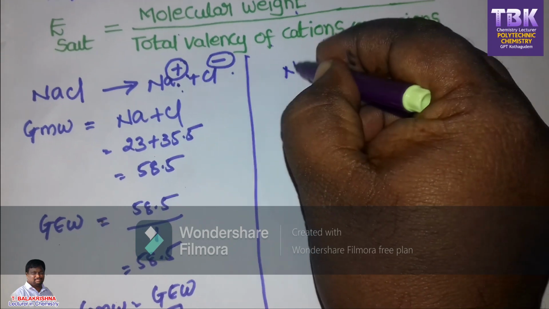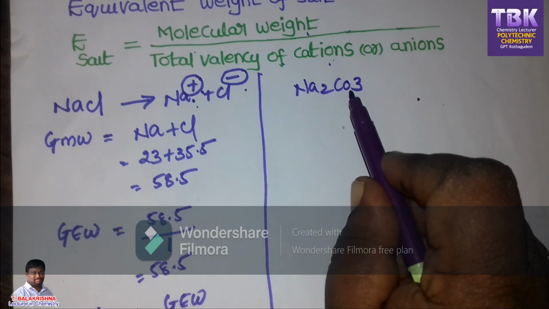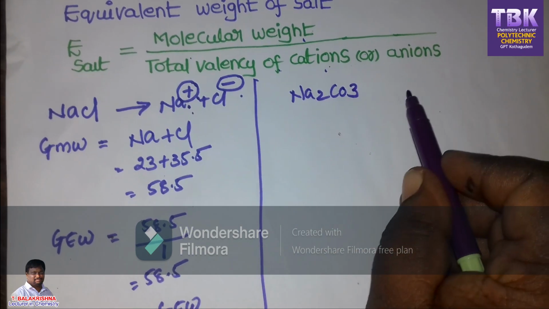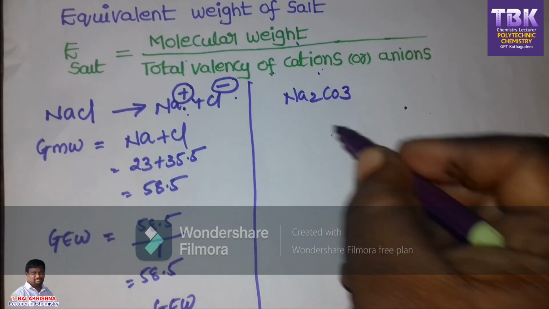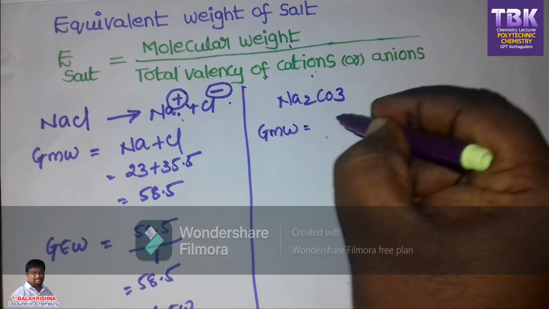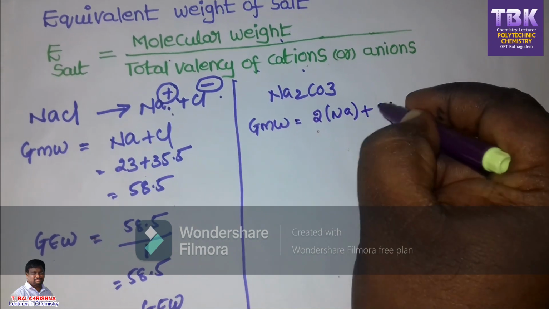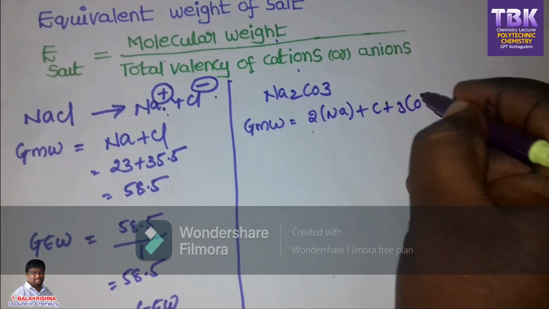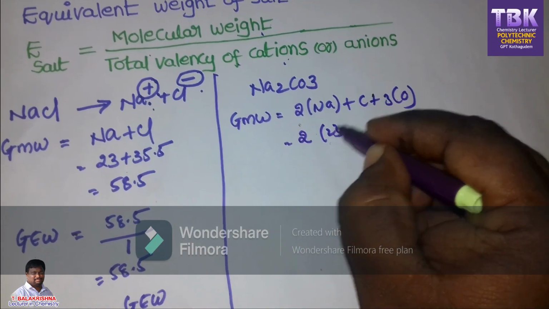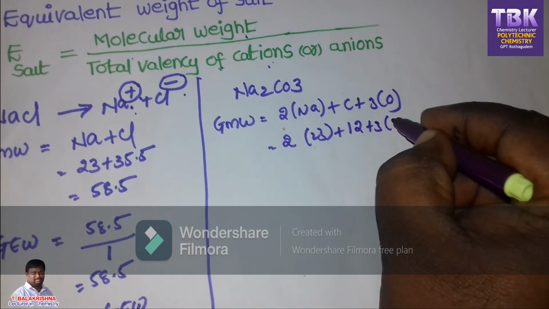Sodium carbonate, Na2CO3. It is not an acid or a base, because there is no chance to produce H+ ions or OH- ions. So it is a salt. We want to find the gram molecular weight. It contains 2 sodiums plus 1 carbon plus 3 oxygens. Sodium weight is 23, carbon weight 12, oxygen 16.